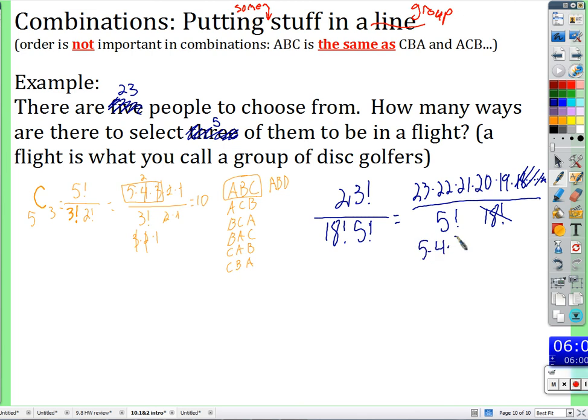This is 5 times 4 times 3 times 2 times 1. 5 cancels with 20, that leaves 4. 4 cancels with 4. 3 can cancel with 21, leaving 7. 2 can cancel with 22, leaving 11. So we can multiply 23 times 11 times 7 times 19.